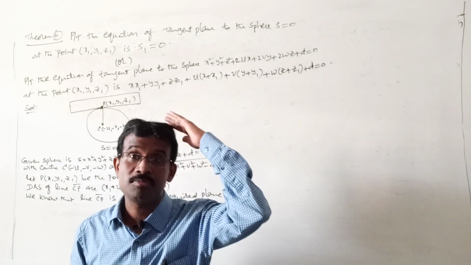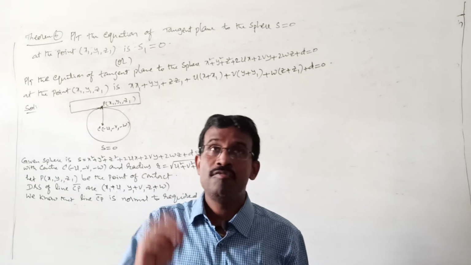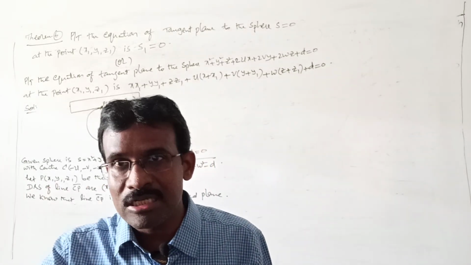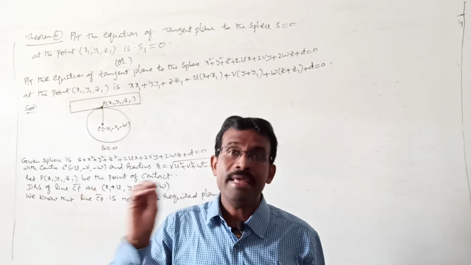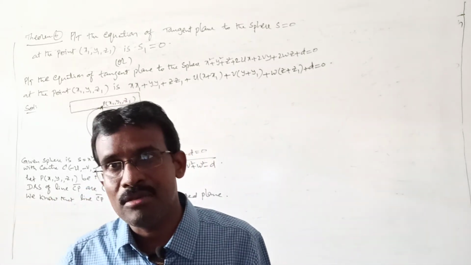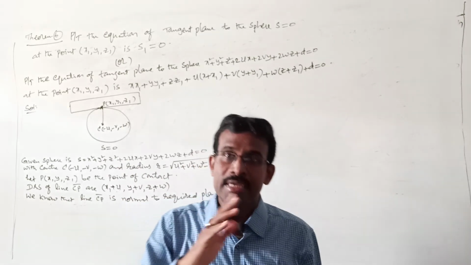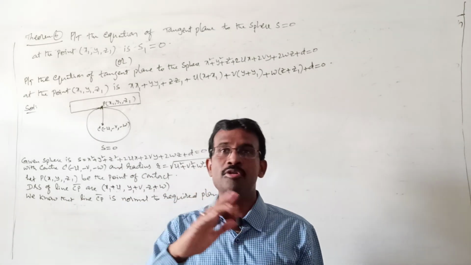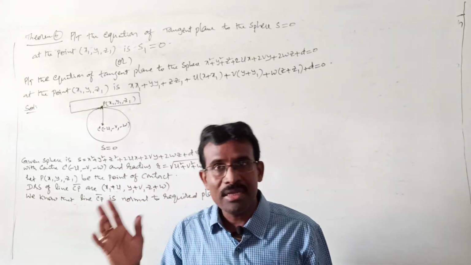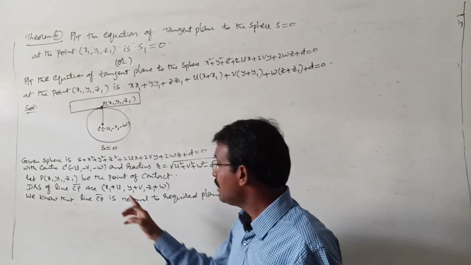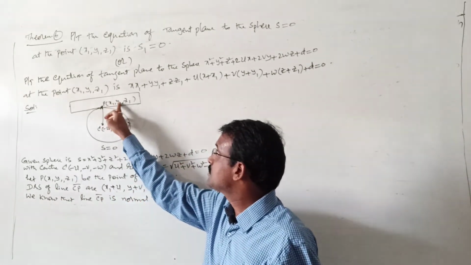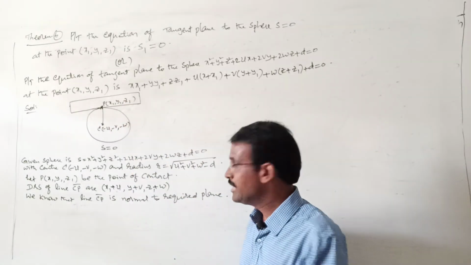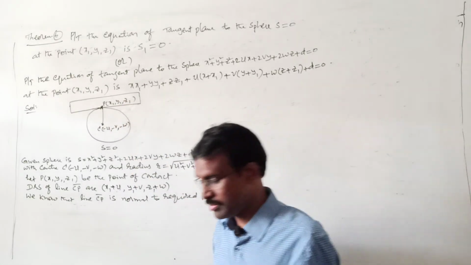In the plane's definitions I proceed. If you know a point x1, y1, z1 on the plane and a, b, c are direction ratios of the normal to the plane, what is the plane equation? A into x minus x1 plus b into y minus y1 plus c into z minus z1 equal to 0. Here these are a, b, c values, and this is x1, y1, z1 as usual. That I am going to define in the next step.